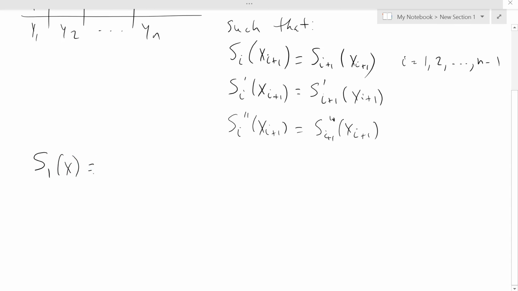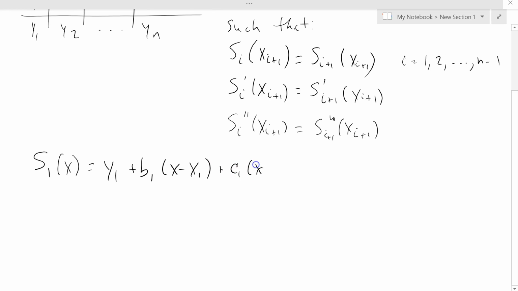We'll start at your first one. Well, that one's pretty easy because if I stick the shift in there already, I can do this with the y1. That'll be your first one, right? And then make sure that we do a shift on the other coefficients. So I do a b1 times x minus x1, a c1 times x minus x1 squared, and a d1 times x minus x1 cubed.